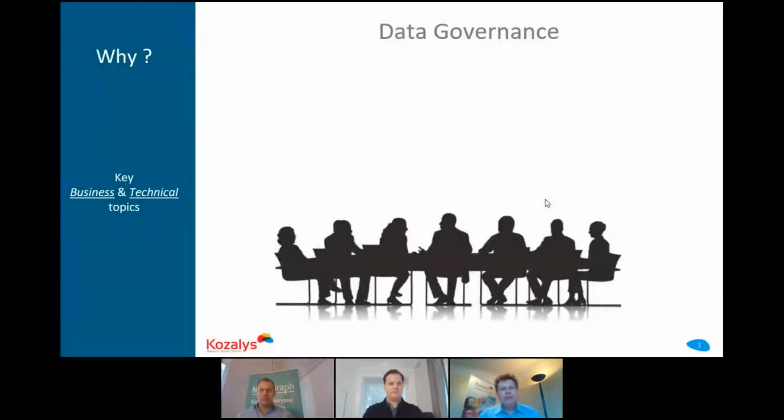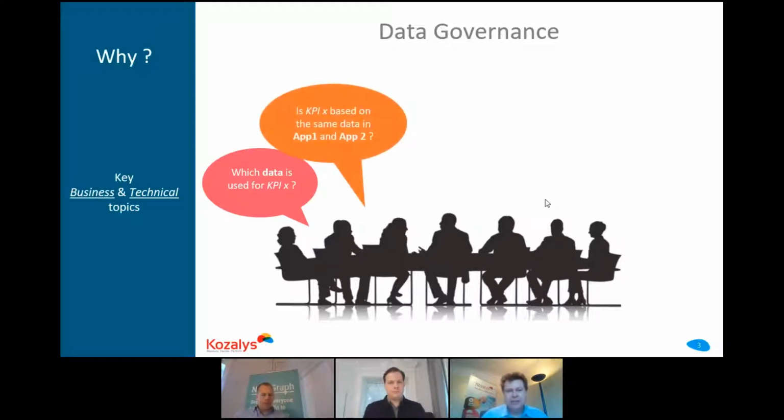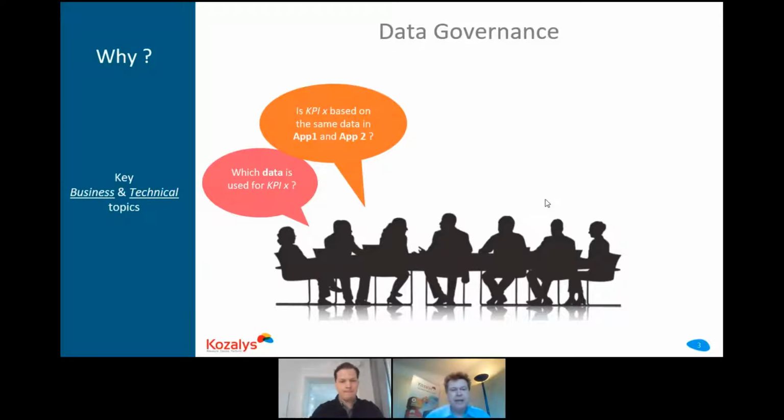So why do we speak about data governance in a business intelligence application? Well, there are many reasons. Here I will put some questions that either business people or technical people might have around data governance in their BI application. The first one is when you have a KPI, you want to know which data is used for this KPI. If you use the same KPI in different applications, how can you be sure as a business user that these KPIs use the same data to be calculated in those two applications?